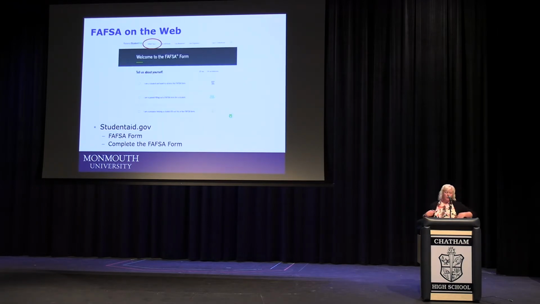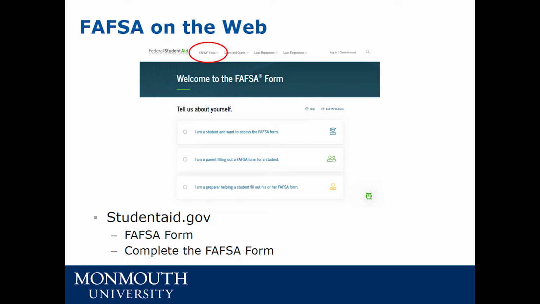Okay, so when we go to complete the FAFSA, we want to complete it online. Now, yesterday, when I went onto the student aid website, they'd made a few little changes. So bear with me, because this is the first time that I'm talking about these changes in public, because I just noticed them yesterday. So studentaid.gov has multiple menus up at the top of the screen. Now, one of them says FAFSA form. So if you're on studentaid.gov, you go to that FAFSA form menu, hit the drop down, and hit complete the FAFSA form, which is the top choice.